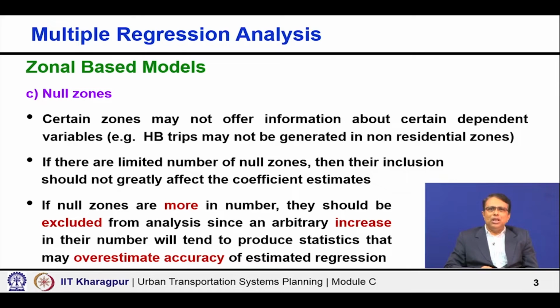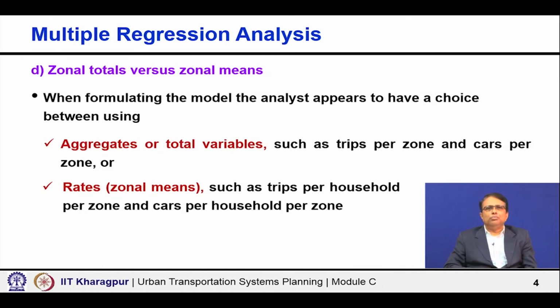That may overestimate the accuracy of the estimated regression. So, in that case one has to really think about excluding the null zones from the database if their numbers are significant. If they are small in number, then there is no issue.